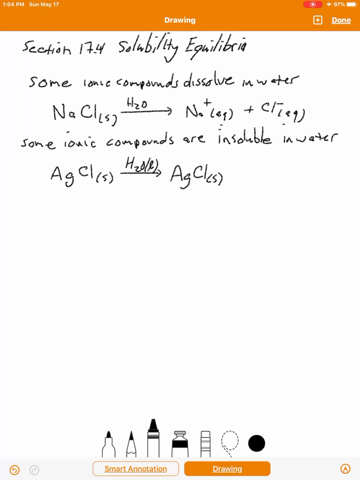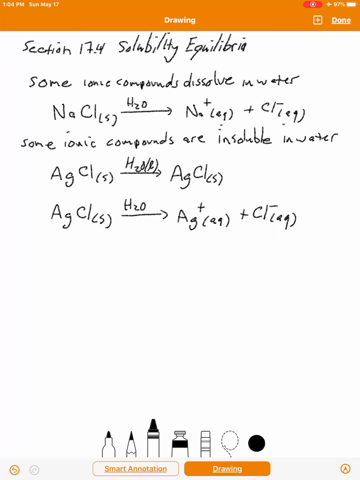Now, if you study the mixture of silver chloride in water, you'll find that it's not exactly the whole story. It turns out a tiny bit of it will dissolve, a small fraction of a percent. And so I'm going to write it like this, just like I did for the sodium chloride.